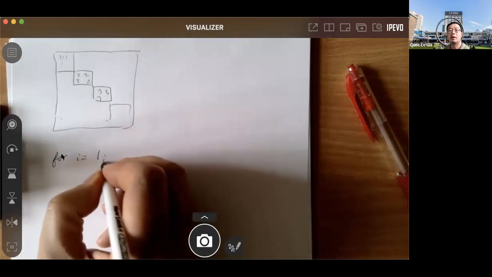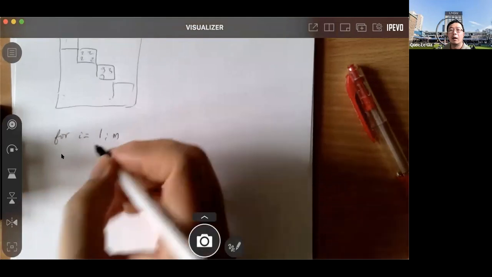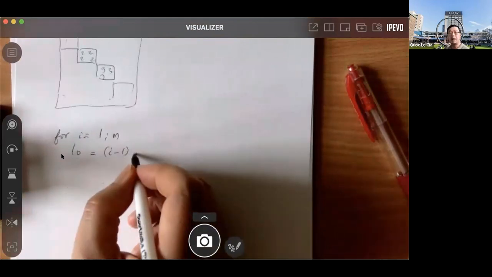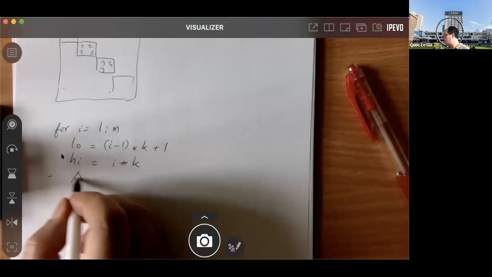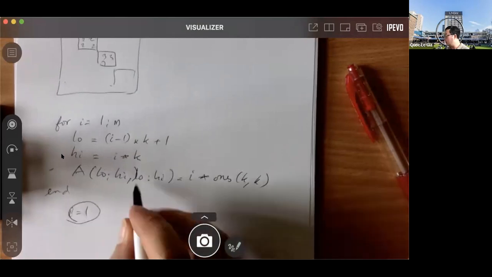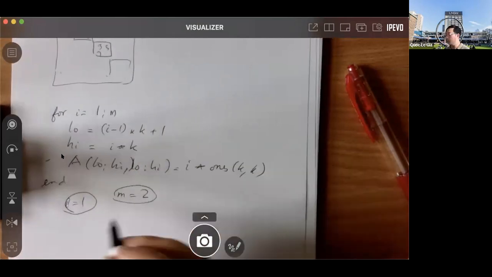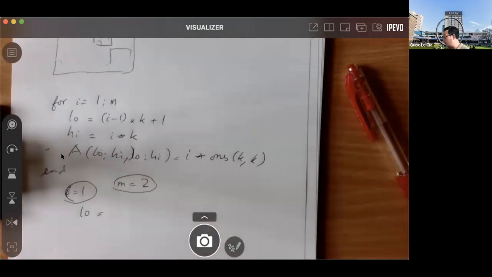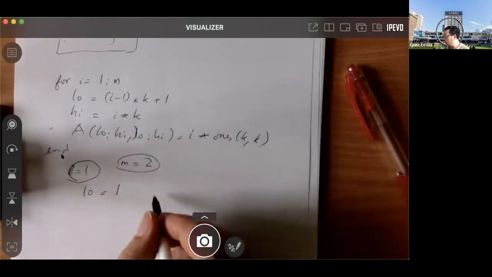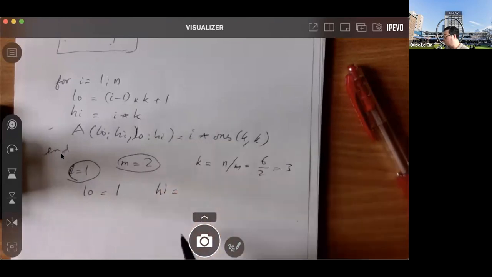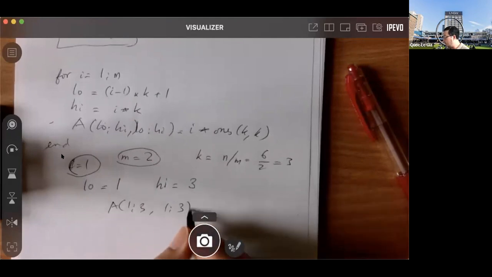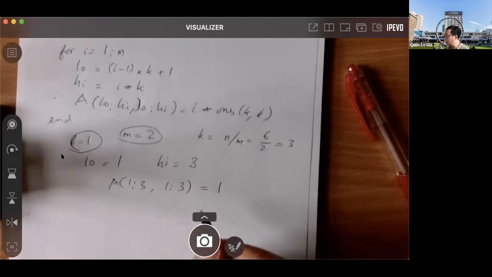I'm still here. Sorry, I will try to say it a bit louder. So low, in this case, if I equals 1, then I minus 1 equals 0, so that gives you 1. And high equals, remember k is what? k is just n over m. So that is 6 over 2, which equals 3. So in this case, high is just 3. Then you have A(1:3, 1:3) equal to 1.